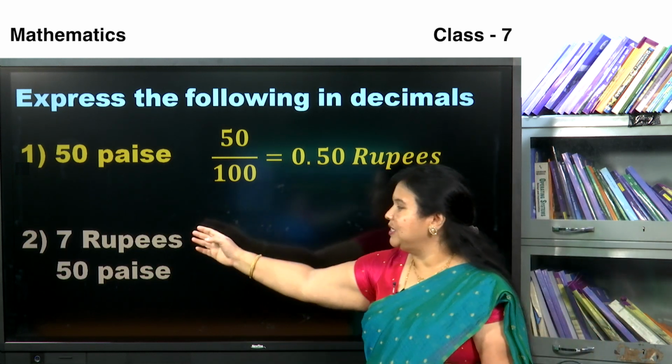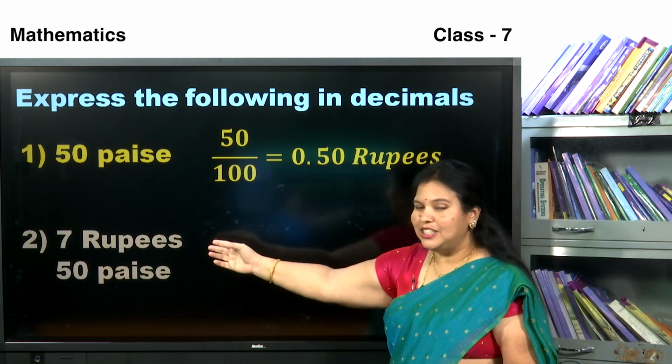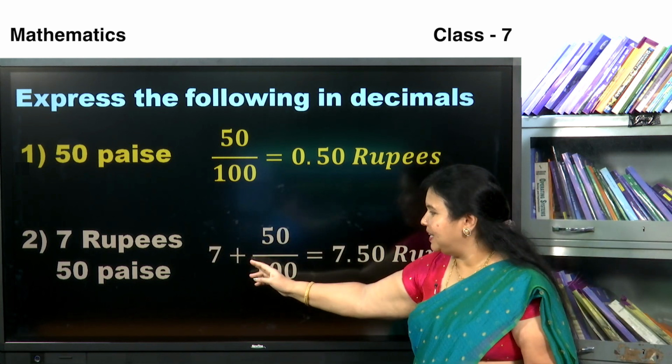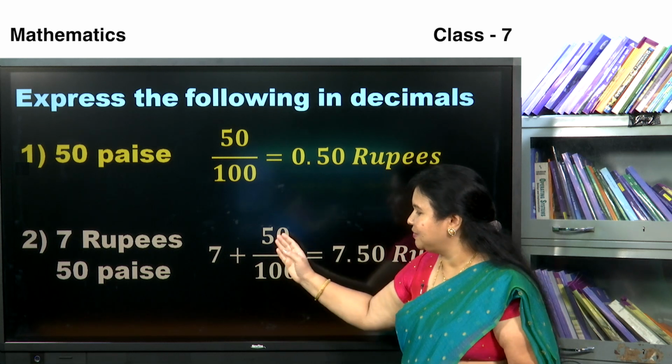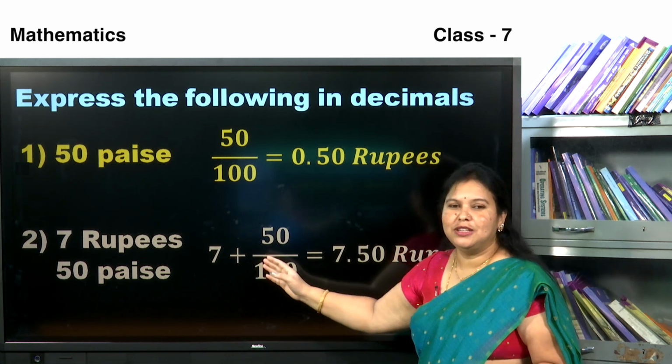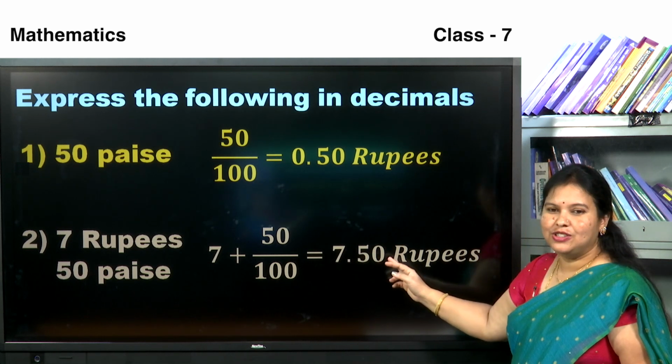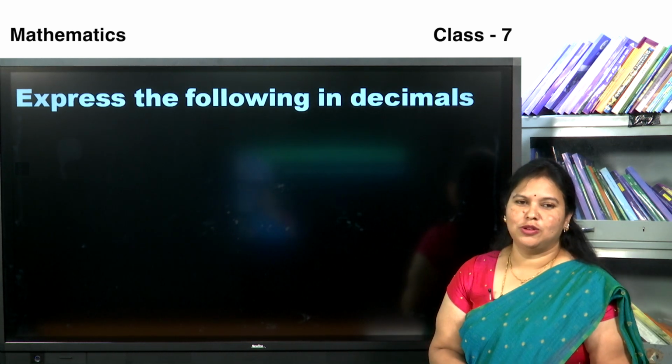Here 7 rupees 50 paise is there. Here 7 is a whole number. So, we can write it as 7 plus, we can write 50 paise as 50 by 100. So, 7 plus 50 by 100 is equal to 7.50 rupees. We will see one more example.